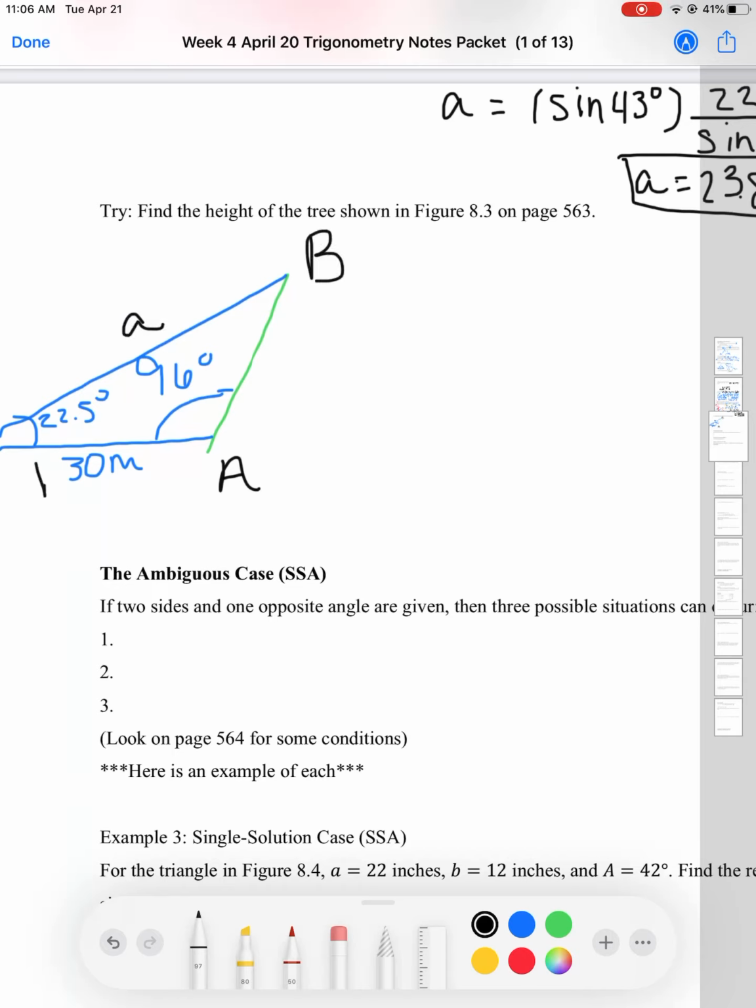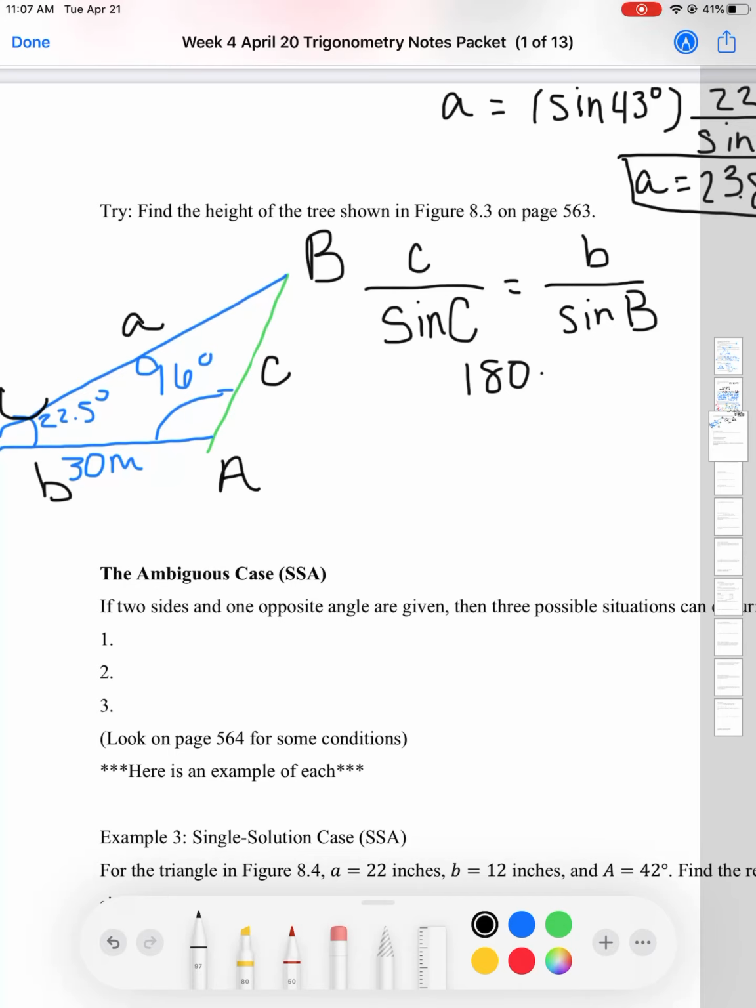If this is A, this would make this A. This is B, this would make this B, and this is C, and this would make this angle C. We would have C over sine C. We would have to use B over sine B. So first we need to find angle B by taking 180 minus 96 plus 22.5. So we get 61.17 degrees.